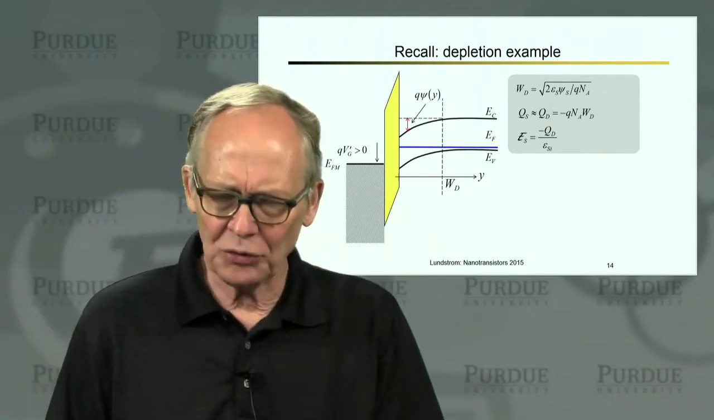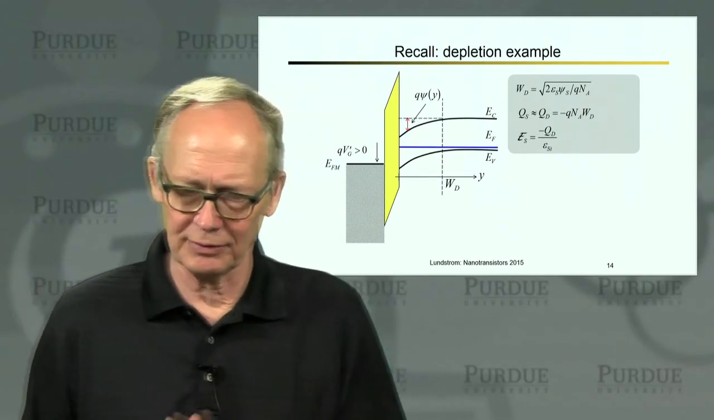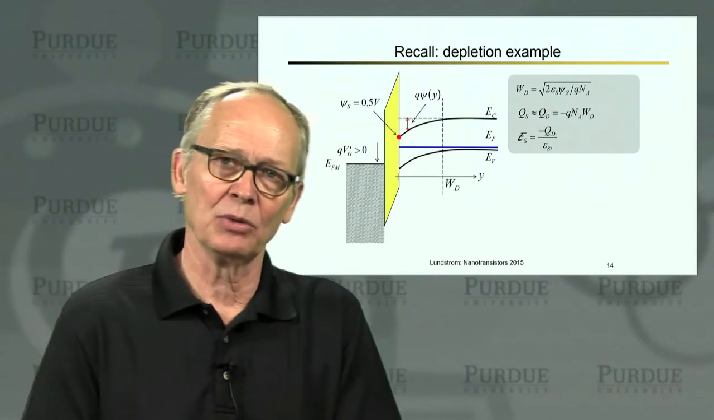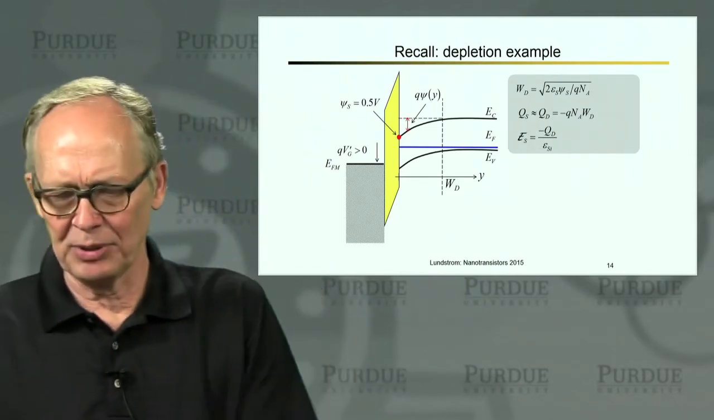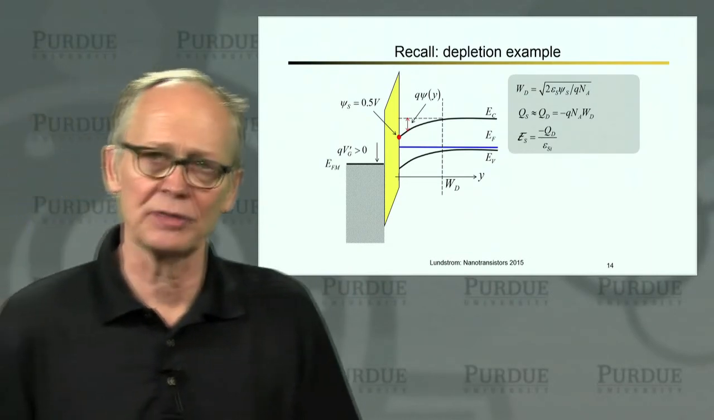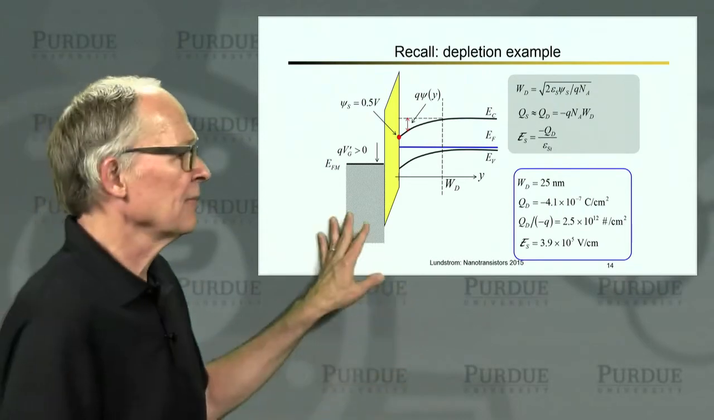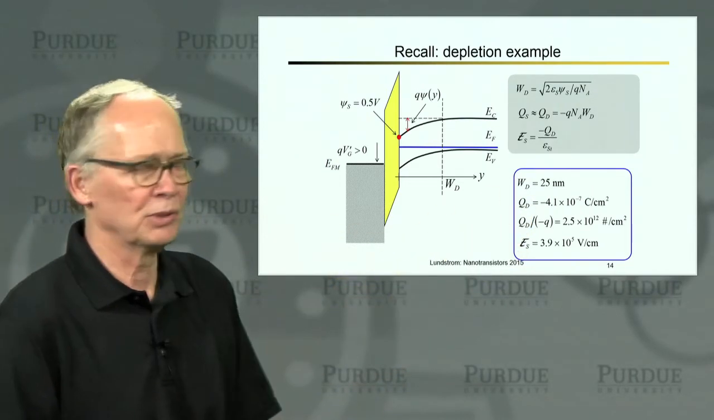Now, we also did an example earlier where we computed some numbers in depletion for an MOS capacitor, assuming that we had a half a volt surface potential. And I think we computed the depth of the depletion layer and the surface electric field and things like that. These are the numbers that we got. We also could have gotten the depletion layer charge, and we have these numbers here.